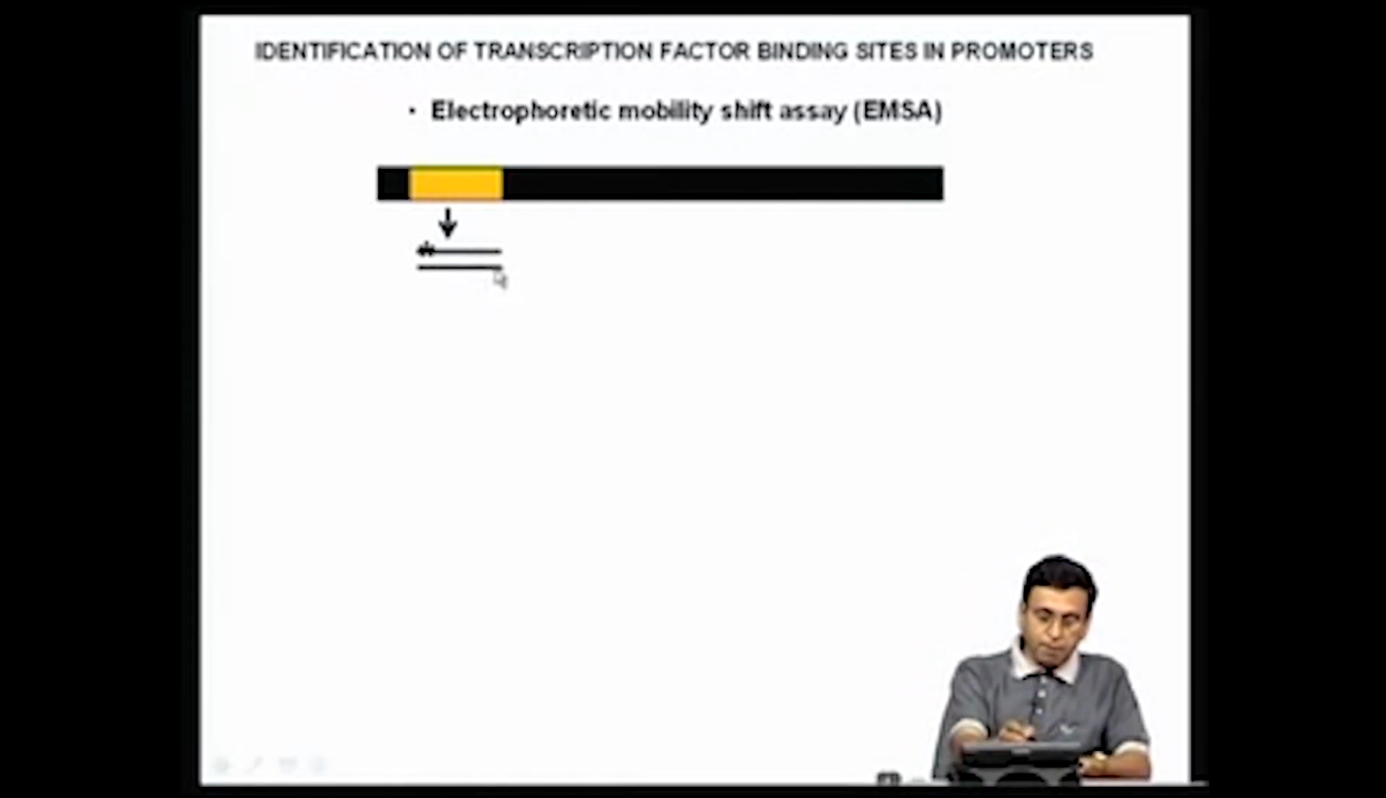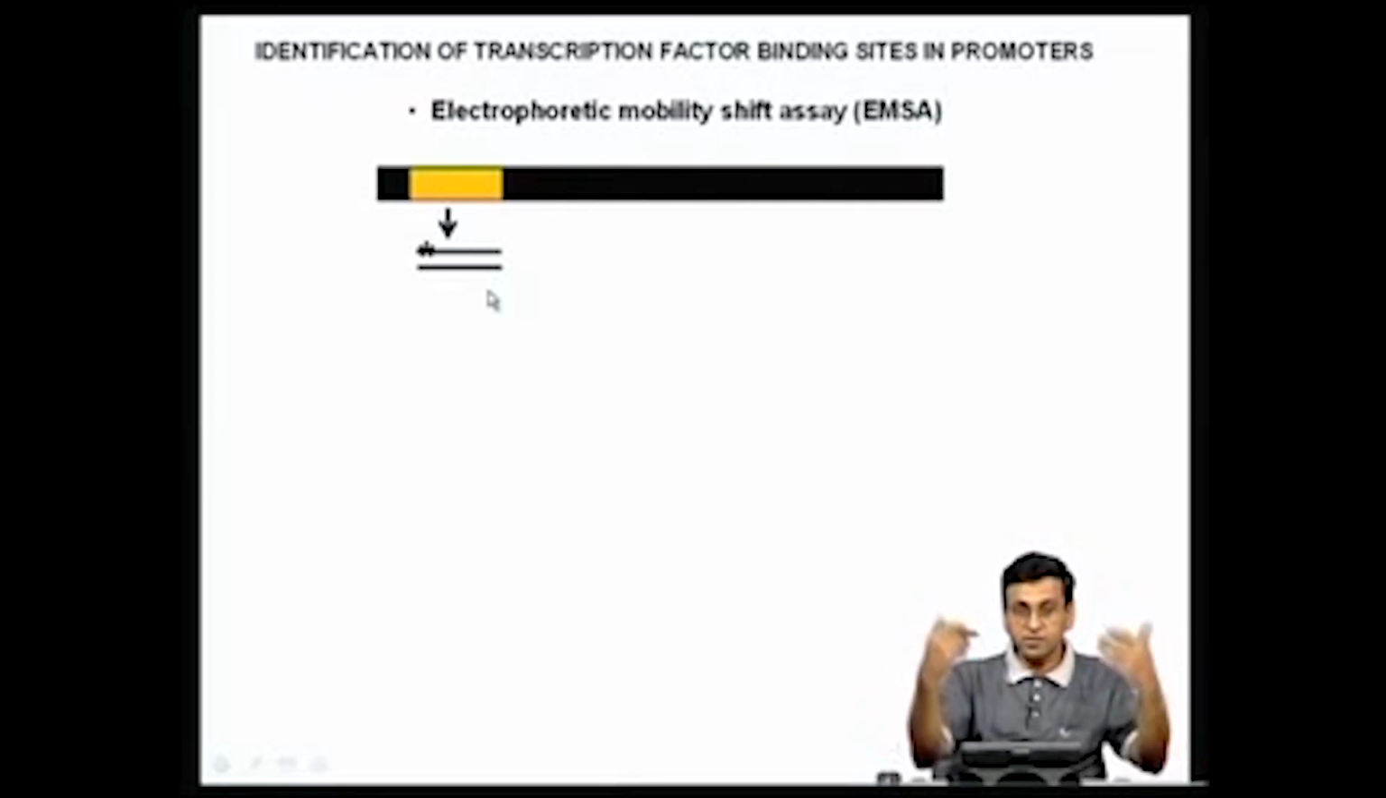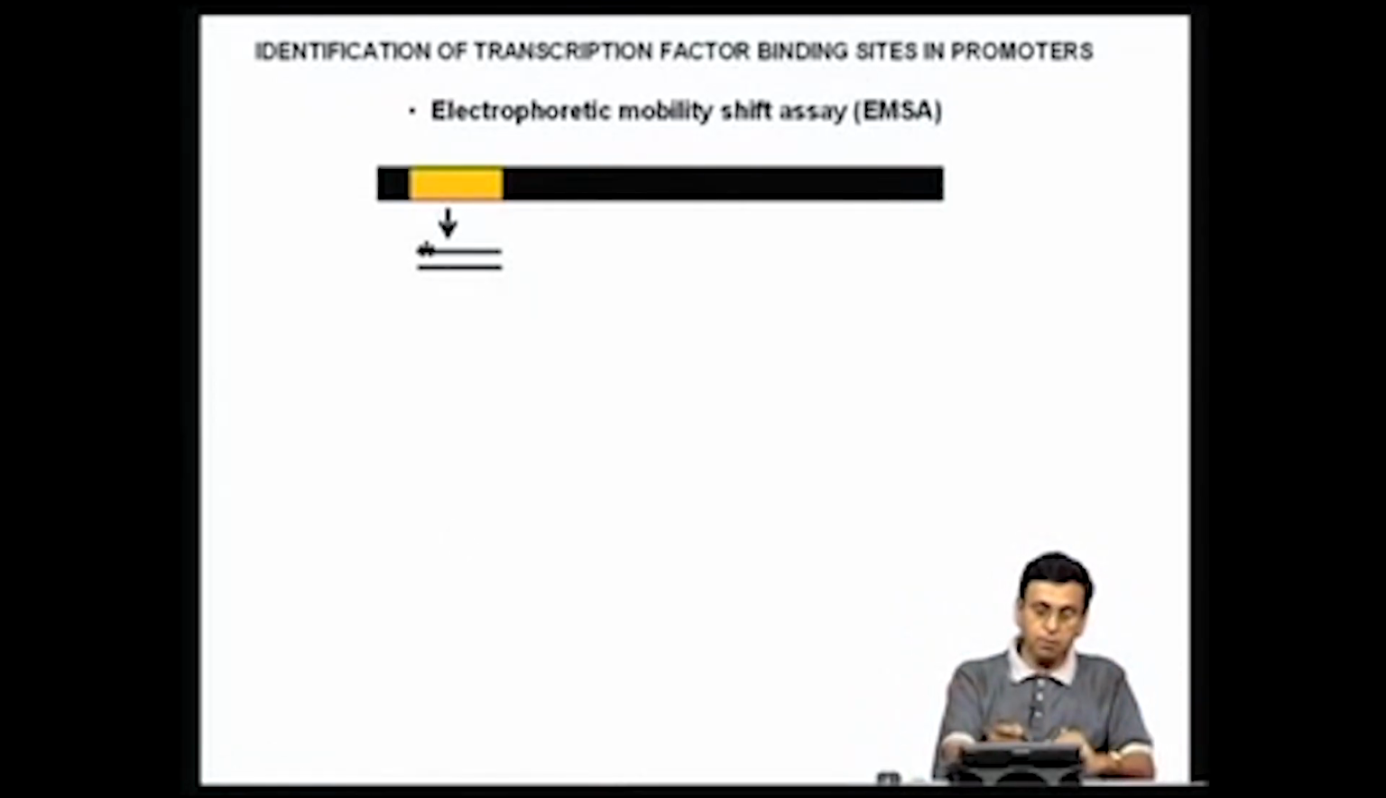So what I do is I make a double stranded oligonucleotide. These days we can actually make oligonucleotides of varying length. You can in fact even synthesize genes these days without any problem. People have been making synthetic genomes these days. So making small DNA fragments is not a big deal. Therefore you make a double stranded DNA oligonucleotide, and then you radioactively label this oligonucleotide.